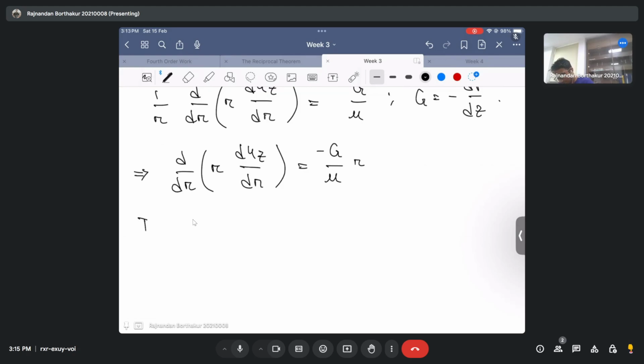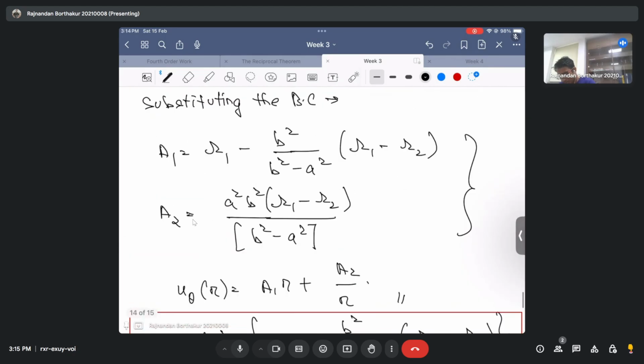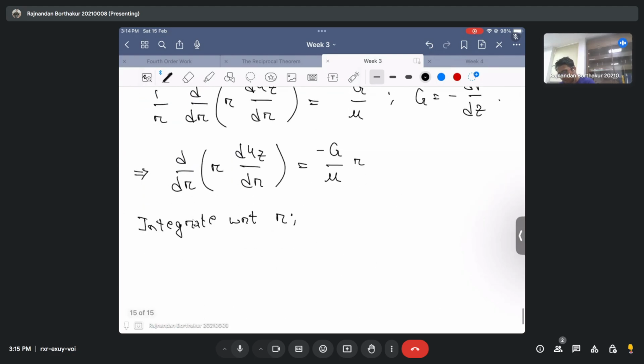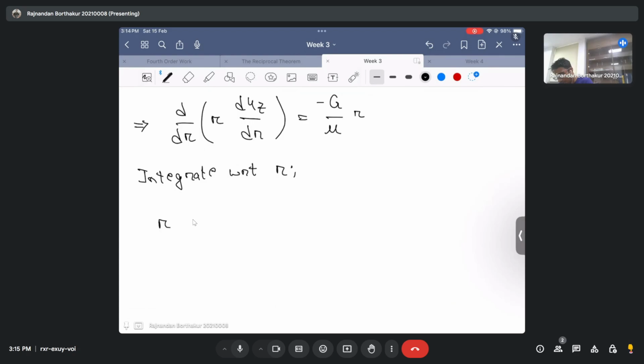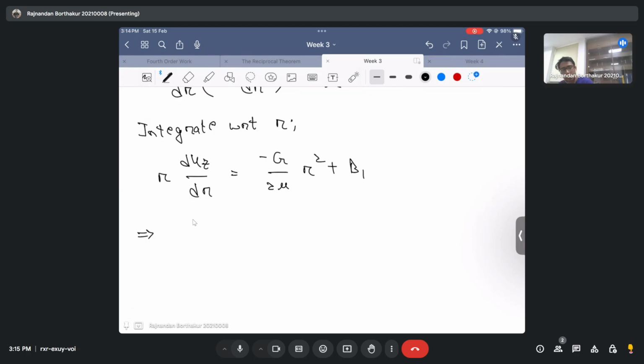And now let's integrate with respect to r. Let's see what constants we used before: a1, a2. So here we will be using b1, b2. If I integrate this with respect to r, I get r times duz by dr equal to minus g by 2 mu r square plus b1. Then I divide the entire equation by r, which gives duz by dr equal to minus g by 2 mu r plus b1 by r.